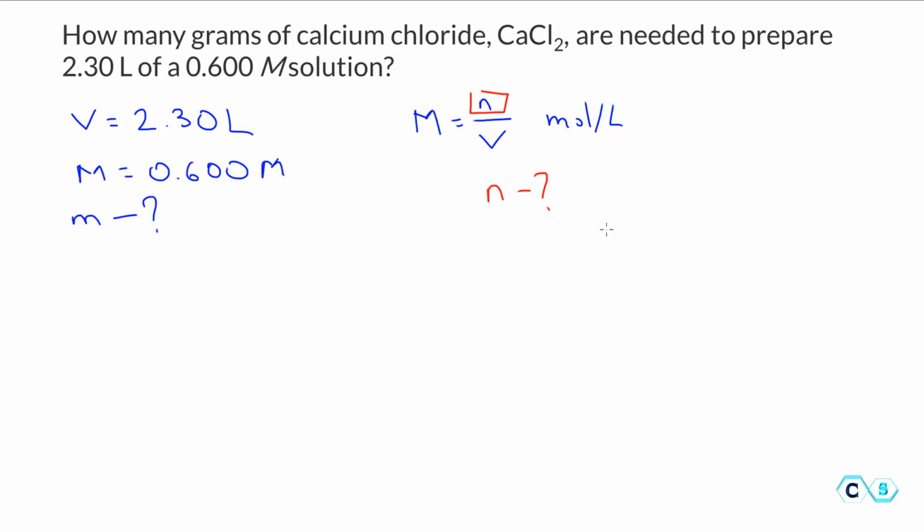In the first step, we're going to find the moles, because if we know the moles, then we can use this formula. We know that the moles are equal to mass divided by the molar mass. And from here, if we just cross multiply, we can say that the mass is equal to moles times the molar mass. So at the moment, our objective is to find the moles.